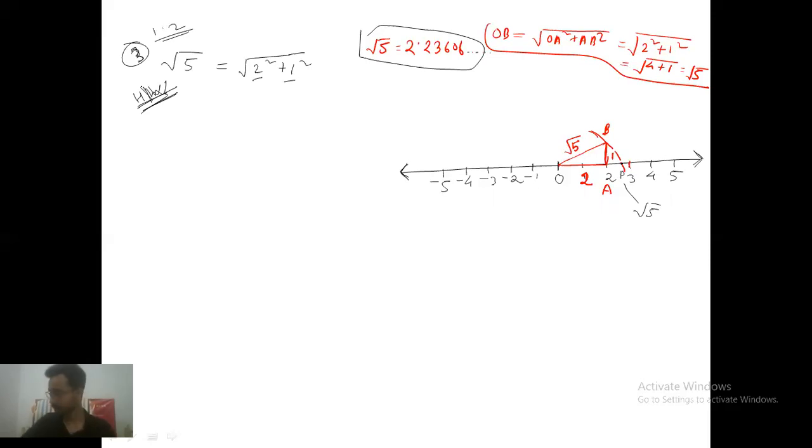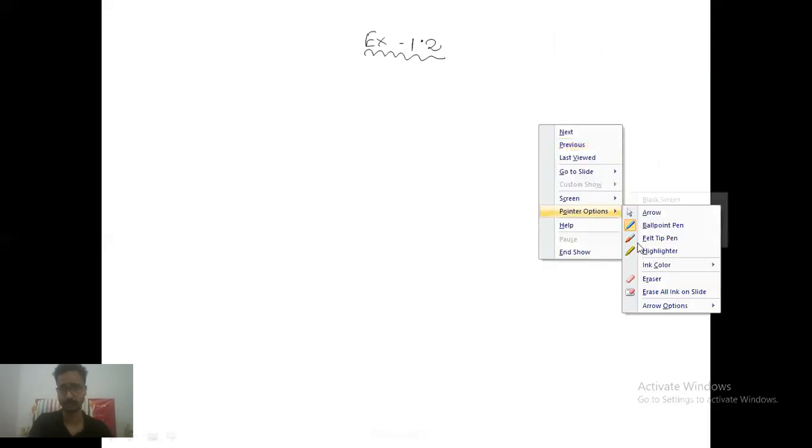Now see the exercise 1.2, the other questions. Question number 3 we have already done. Yes or no? Now see the other question. Question number 1, exercise 1.2. Let me first read the question. Yes, this is also true or false. State whether the following statements are true or false. Justify your answer. You have to justify.